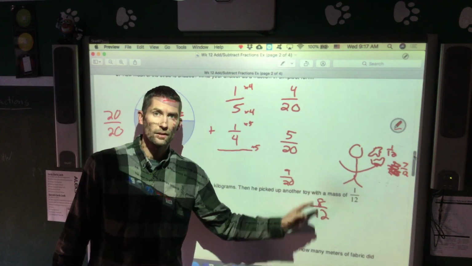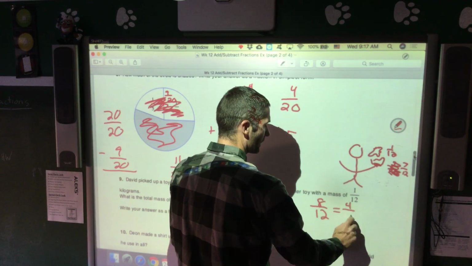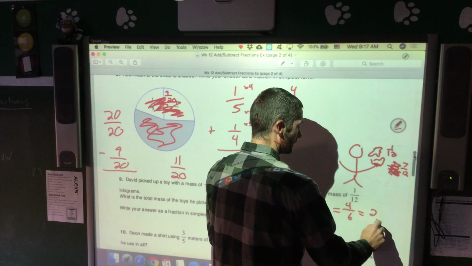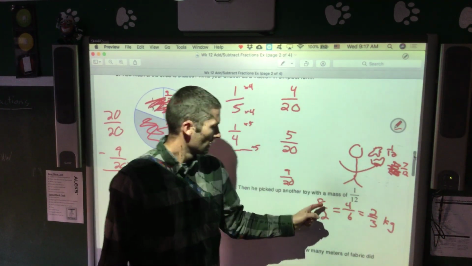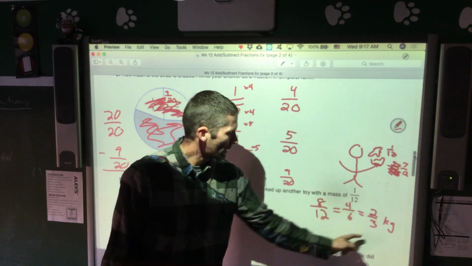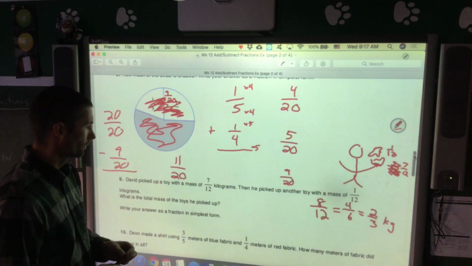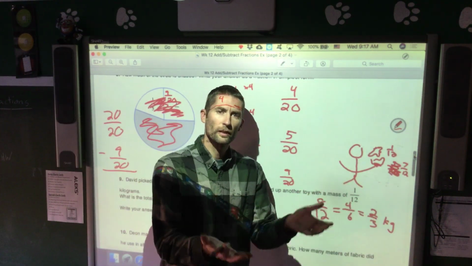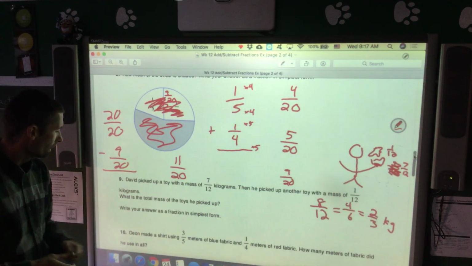These are both even. Anytime you have two even numbers, you can divide by 2. So it would be the same as 4/6. These are both still even, so we can divide by 2 again. So the answer would be 2/3 of a kilogram. We could have just divided straight by 4. It just took an extra step to do it this way. And we gotta make sure it makes sense. It makes sense that 2 toys weigh 2/3 of a kilogram. Yeah. Reasonable answer. Last question.